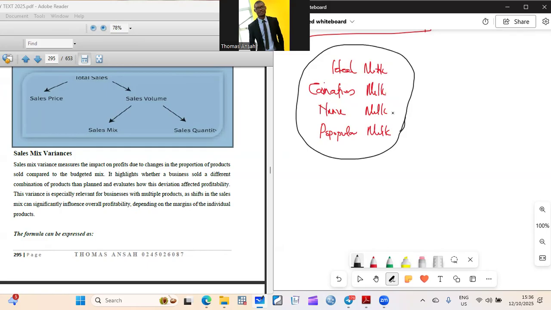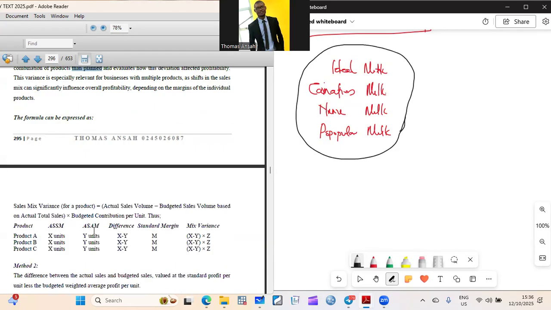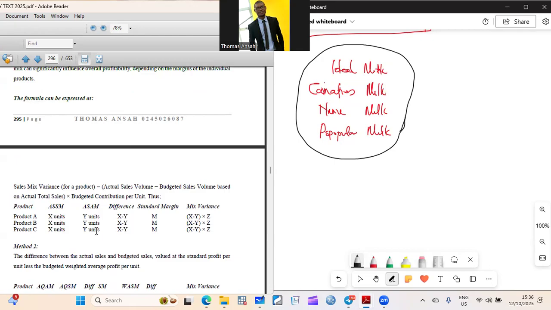Yeah, so that is what we do here. So which one should we make? So that is what you see here. Sales mix measures the impact on profit, all right, due to the changes of proportion of the products sold as compared to the budgeted mix that you did. So if you have different combinations of products that you have planned, it demonstrates the deviation if the actual mix was different from what you budgeted. So that is what we are trying to look at here. So the formula is the same thing.